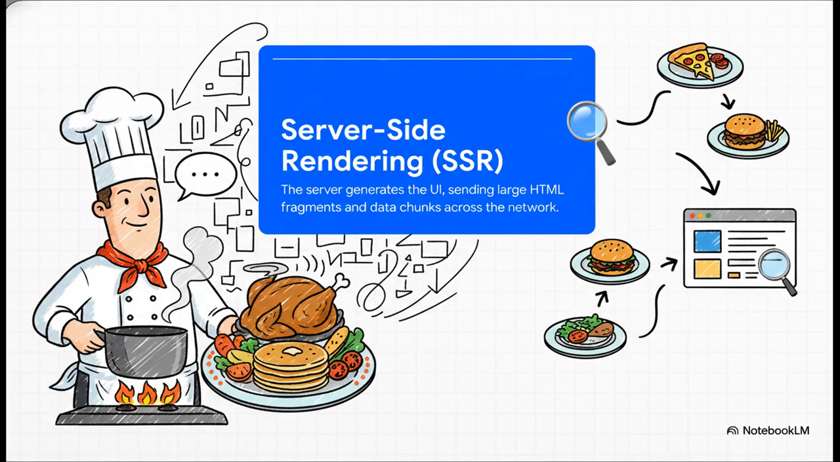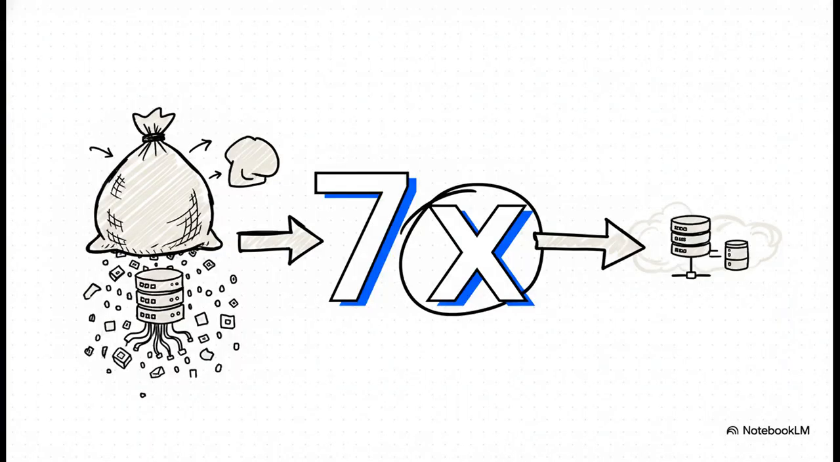Okay, so at the core of the old way is something called server-side rendering, or SSR. The best way to think about this is to imagine the server as a chef. With SSR, the chef has to cook the entire meal, put it on the plate, add the garnish, do absolutely everything before sending that finished plate out to your table. The server does all the work, building the full HTML for the page, and then shipping that huge finished product over to you. And we're not talking about a small meal here.